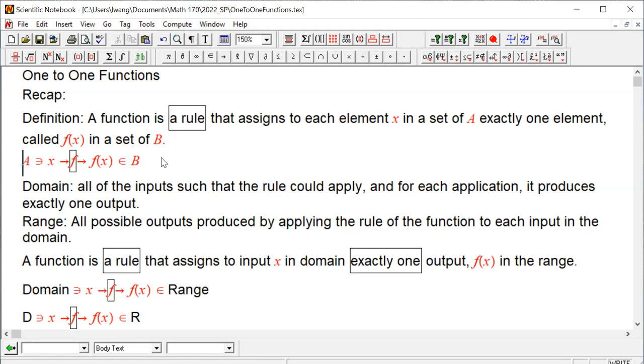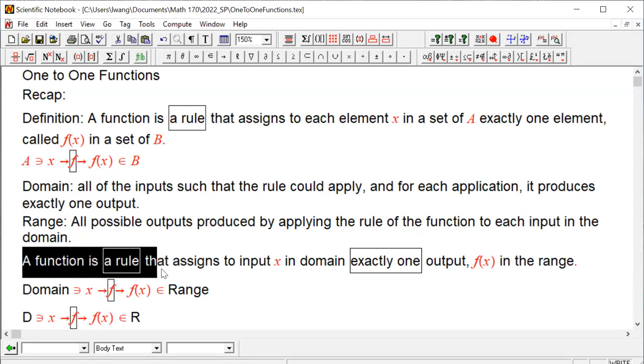Here we use the notation that x is the input and the rule applies to the input. We have talked about the domain, which is all inputs such that the rule could apply, and for each application it produces exactly one output. And of course, the range is all possible outputs produced by applying the rule of the function to each input in the domain.